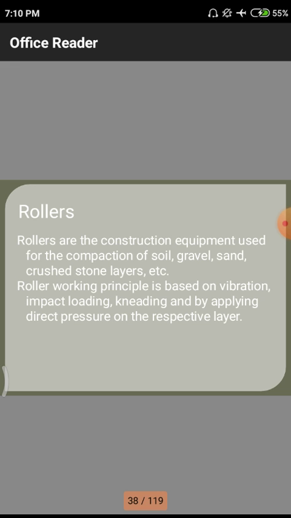Next one, we are having crushed stone layers. These are also useful in the laying of roads in national highways and others. Roller working principle is based on vibration. That means these rollers are mainly based on the principle of vibration.